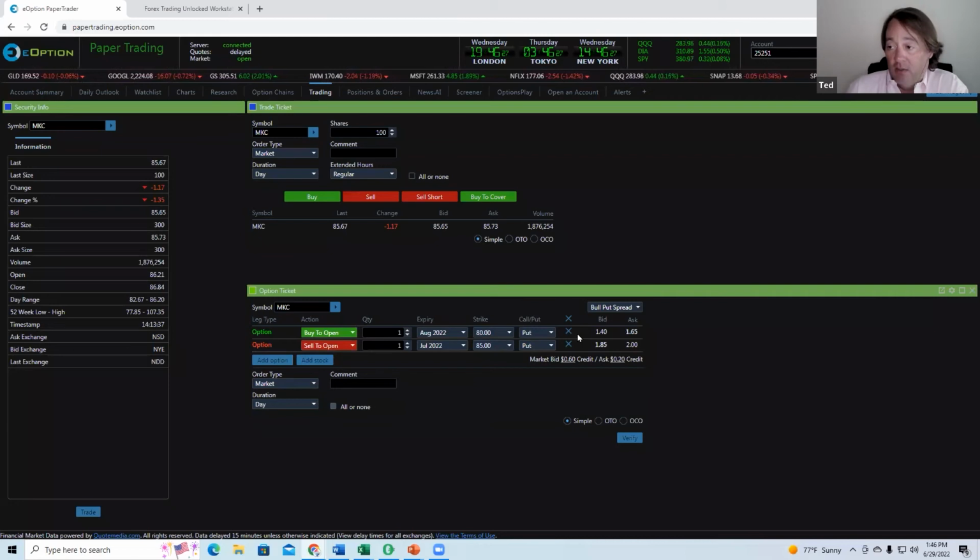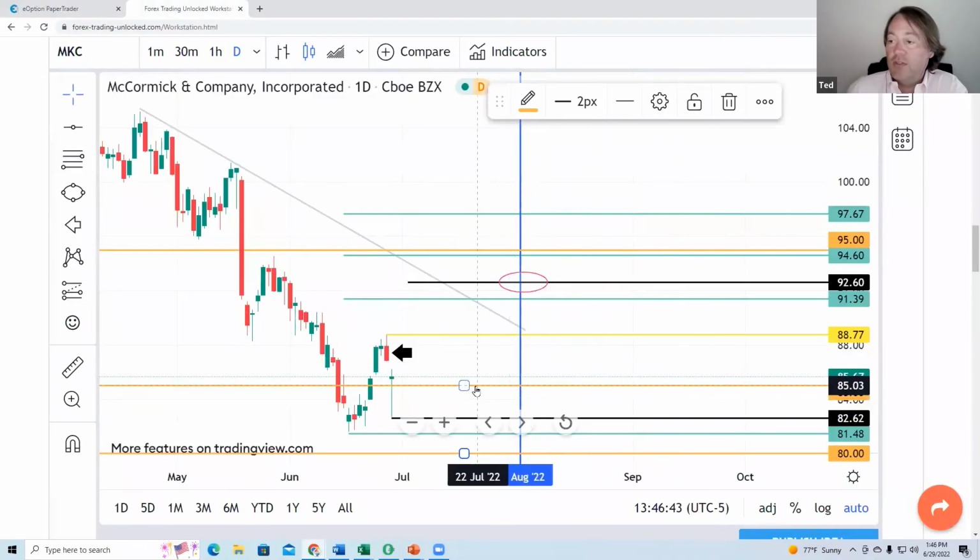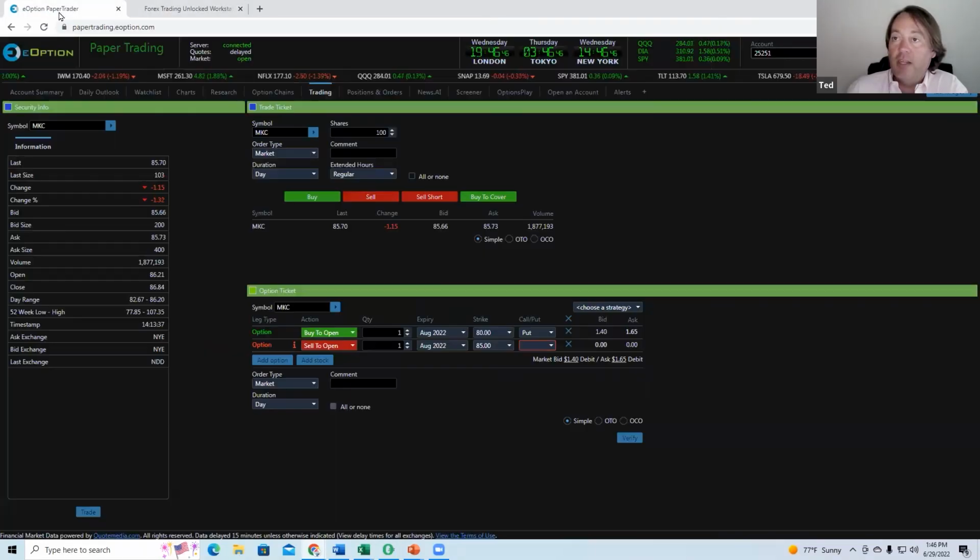Okay. Right now, oh, whoops, we got to check, keep that on the right month. Okay. So we got the buy to open. This is the lower one. And then we have the sell to open at the higher strike price. So we have the same expiration month, different strike prices. Remember, we have the 85, which is just below the market price, and the 80 right there. And then put. Okay, and here we have a credit of $260.